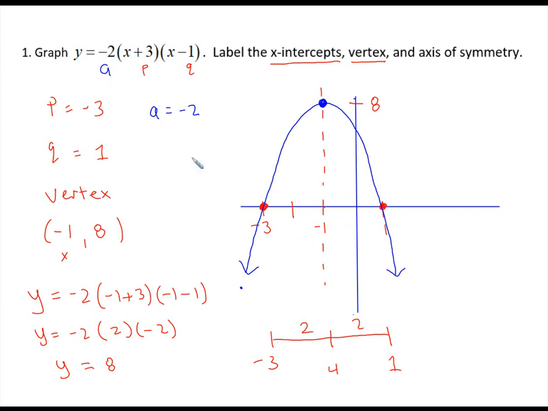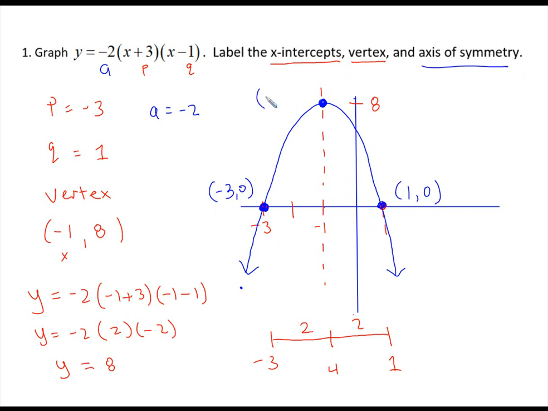Right? And everything makes sense, right? A is negative, so we know the parabola should be opening down. And then let's label everything. So first of all, let's label our x-intercepts. So this would be -3, 0. This would be +1, 0 for our x-intercepts.